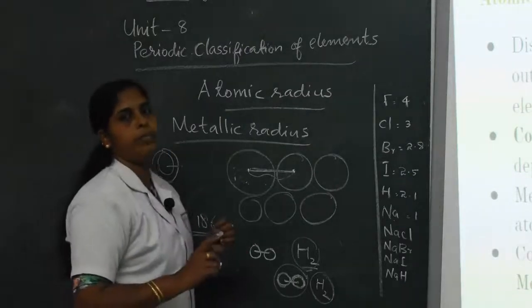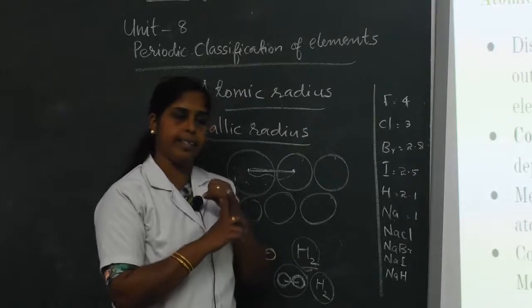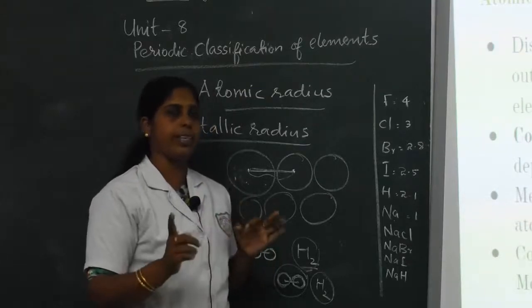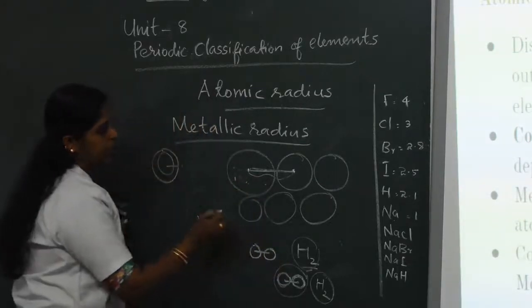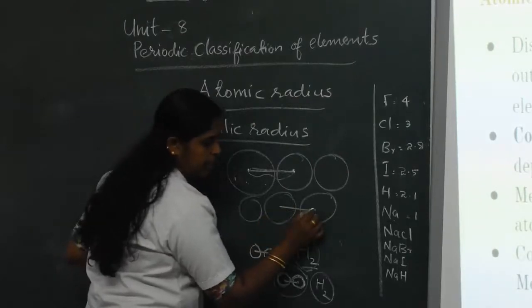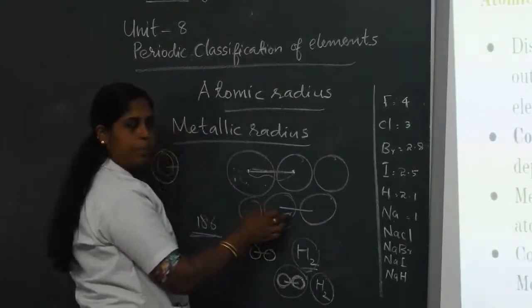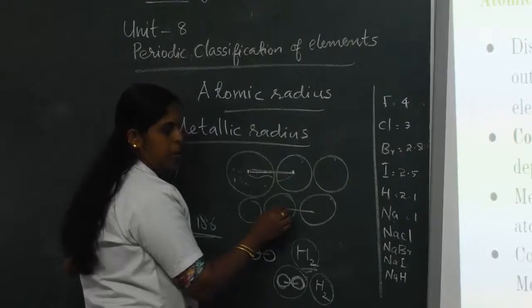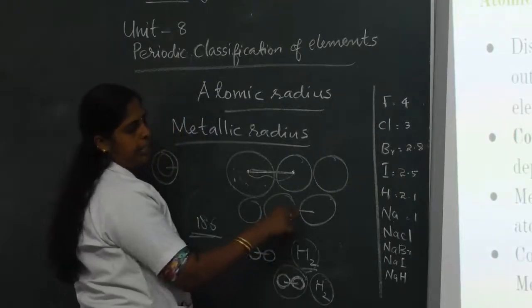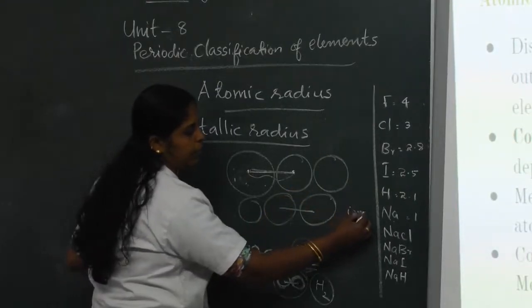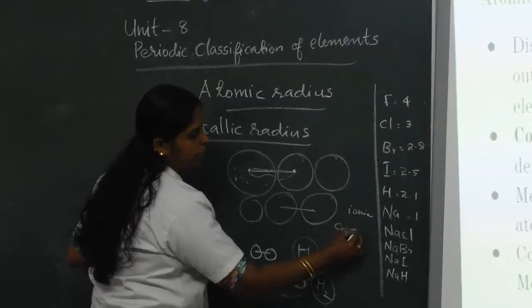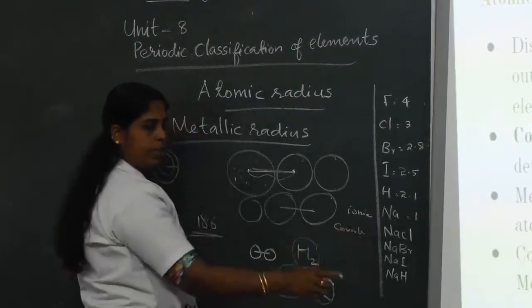What is a bond? We already learned this in our 9th standard. A bond means the force of attraction between two atoms. Here two atoms are there, and the force of attraction between them is known as a bond. We study bonds in three ways: first, ionic bond; second, covalent bond; third, coordinate covalent bond.